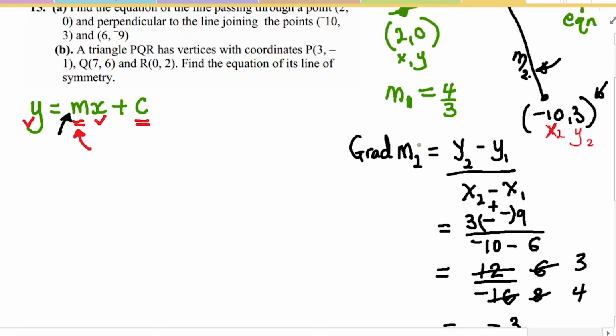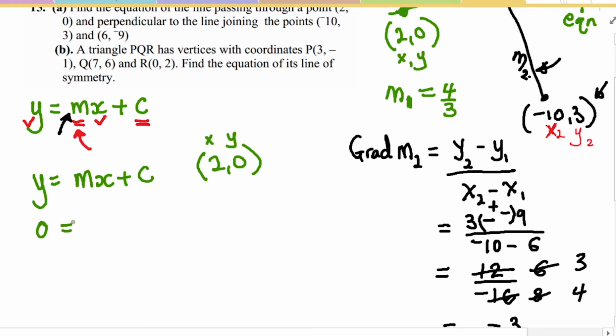Now that we have our gradient as 4 over 3, we can go ahead and find the equation of the line. So from here we can simply say we know that y is equal to mx plus c. So what's the value of y we are counting on? Remember, this green line is going through a point 2, 0. So this is our value of x, that's our value of y. So our value of y here is 0.